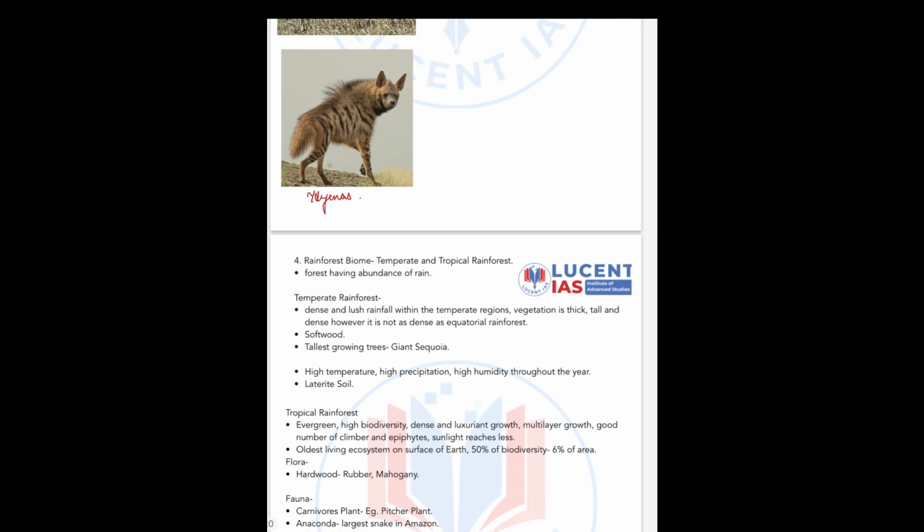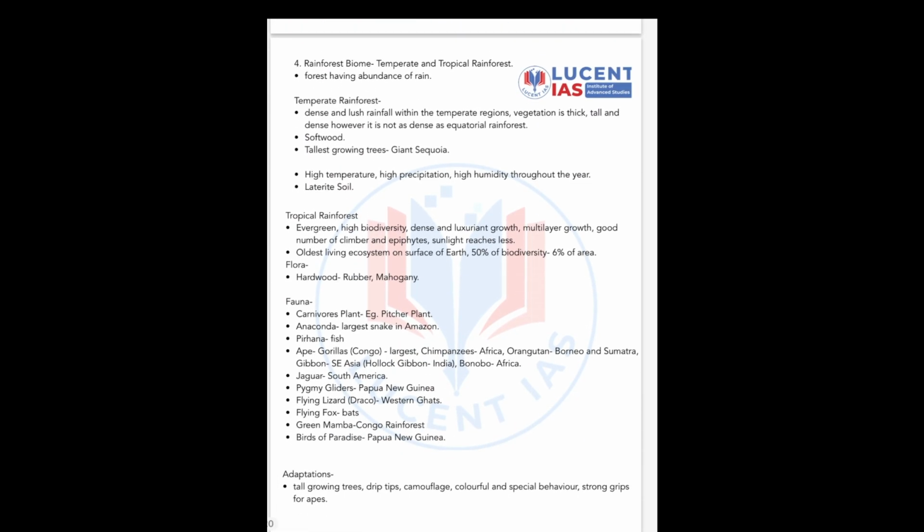Clear? Next up we have the rainforest biome. Here we see two types of rainforest: one is the temperate and the other is the tropical rainforest. Tropical rainforest is the one present in the tropics, between the Tropic of Cancer and Tropic of Capricorn. And beyond them, if we see some kind of rainforest, it is a temperate rainforest. So let us start one by one.